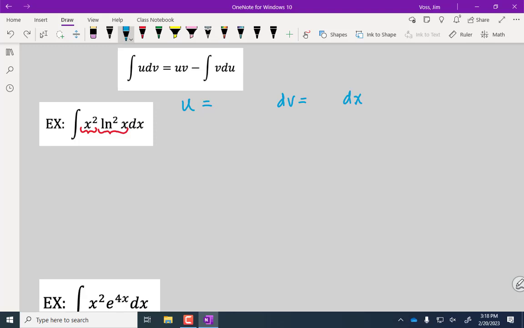Do we know how to integrate natural log squared of x? No. We know how to differentiate it. We know how to use the power rule and the chain rule, and we can differentiate it. But we don't have a way to integrate natural log squared at this point. So that is the best candidate for u because we know how to differentiate it, but we don't know how to integrate it. So we'll put that with the u. And then with the dv, we'll stick the other function. So we'll put the x squared there. That makes the most sense because we don't know how to integrate natural log squared. We know how to integrate x squared.